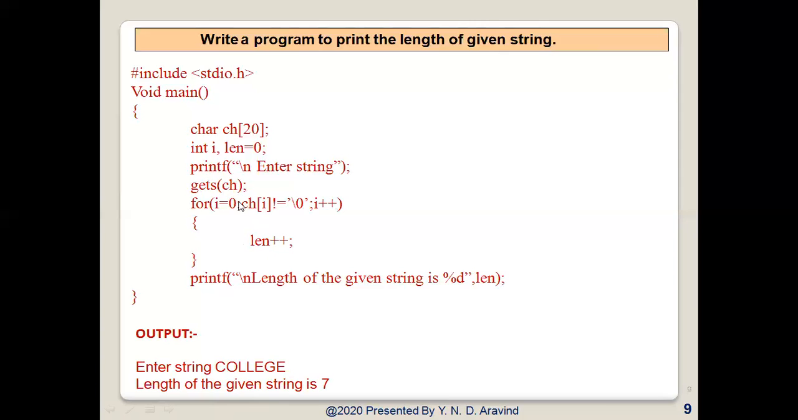Now here, the first character is C, second is O, third is L, fourth L, fifth E, sixth G, seventh E. So here totally there are 7 letters. So the length of the given string is 7. But the size will be ch[8]. Why will this be ch[8]? Because after ch[6], we will be having \0, the null character.